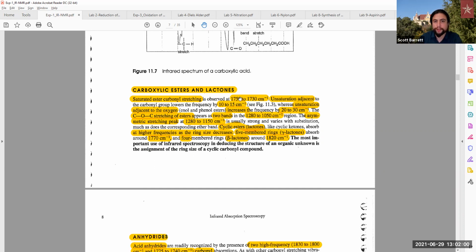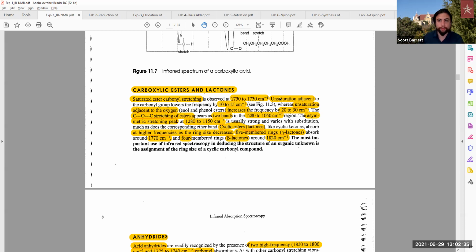Now this will be a little higher, in the 1750 to 1730 range. And if you do have unsaturation adjacent, which would mean the alpha to the carbonyl group has a double bond, it'll lower it by 10 to 15 centimeters. But if you have unsaturation next to the oxygen, so on that carboxylic acid oxygen, then you have a carbon coming off. If that alpha or beta has a double bond to it, then it increases the frequency by 20 to 30 centimeters. So you will either see it down closer to 1700 or shifted up closer to 1800.